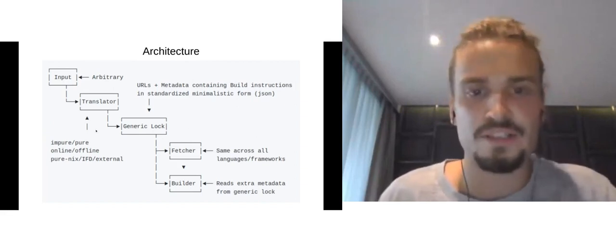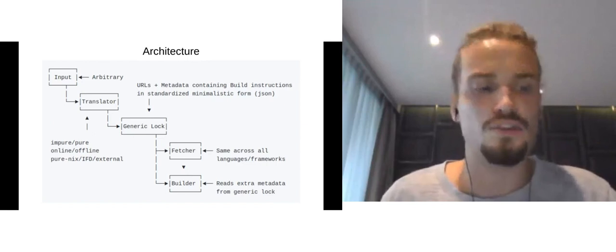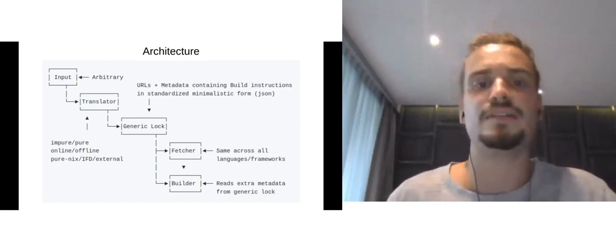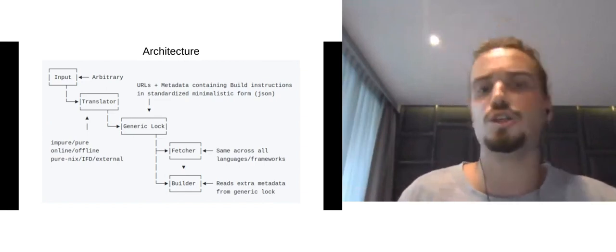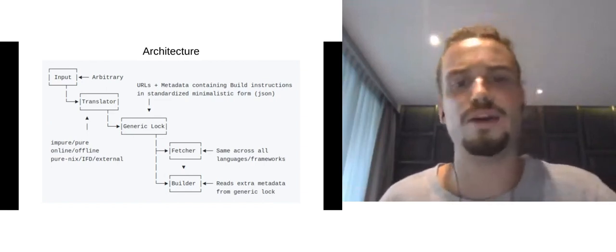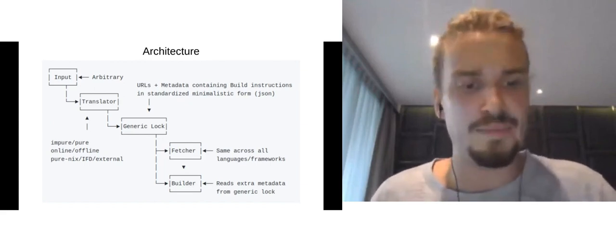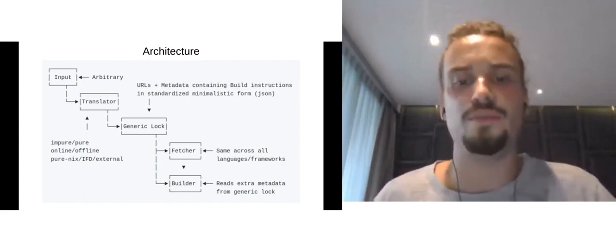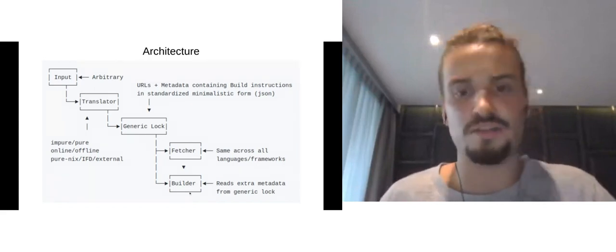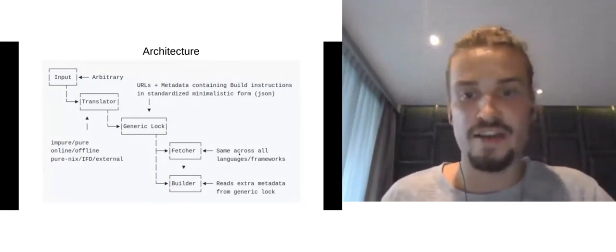And what does this file contain roughly? It's URLs, it's hashes, and it's other metadata that is required for the build to work. But it's the minimal metadata that we need for the build to work. We're not copying a lot of information. We just store the minimal information in a specified, structured way that will later be read by the builder and converted to a derivation. So yeah, the last two layers are the fetcher and the builder.